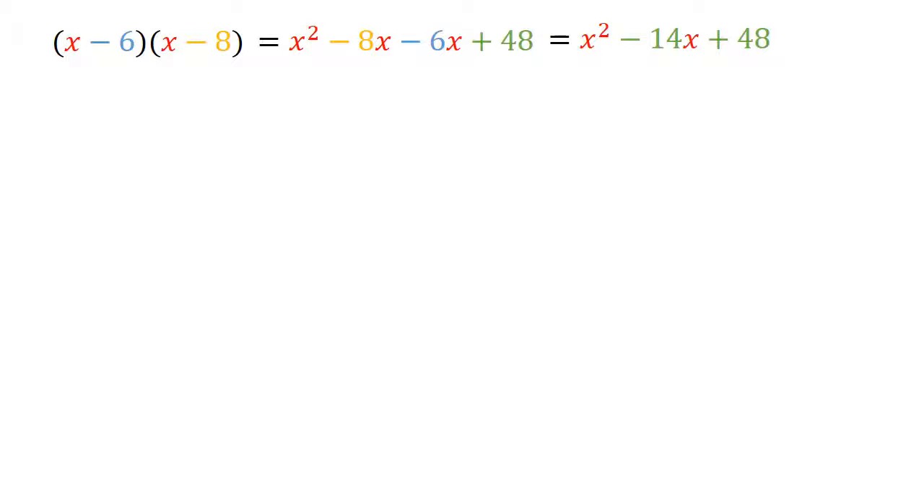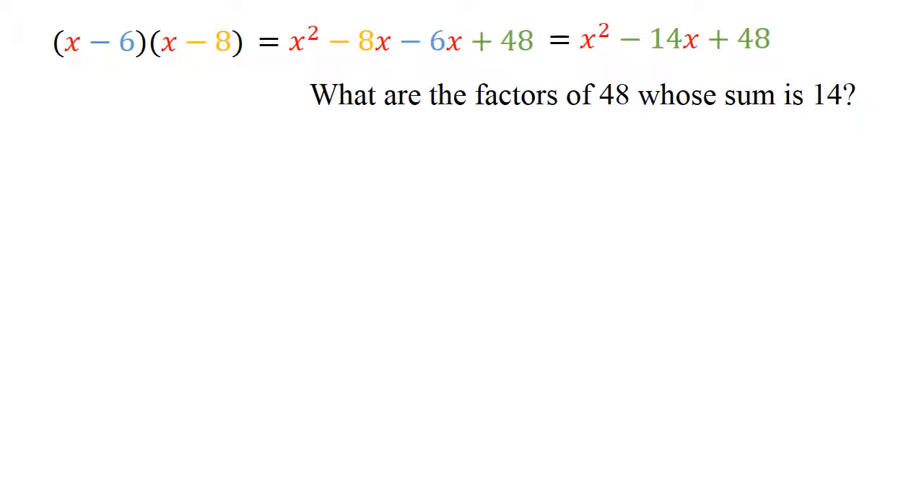So this is very similar to the problems we just looked at. The question would be the same. What are the factors of 48 whose sum is 14? The only difference here is when you find those factors, they're both going to be negative. That's the only difference. So I'm asking myself, what are the factors of 48? Because my last term is 48. The fact that that's a positive 48 means the signs are the same, so I'm going to add them together and get 14.